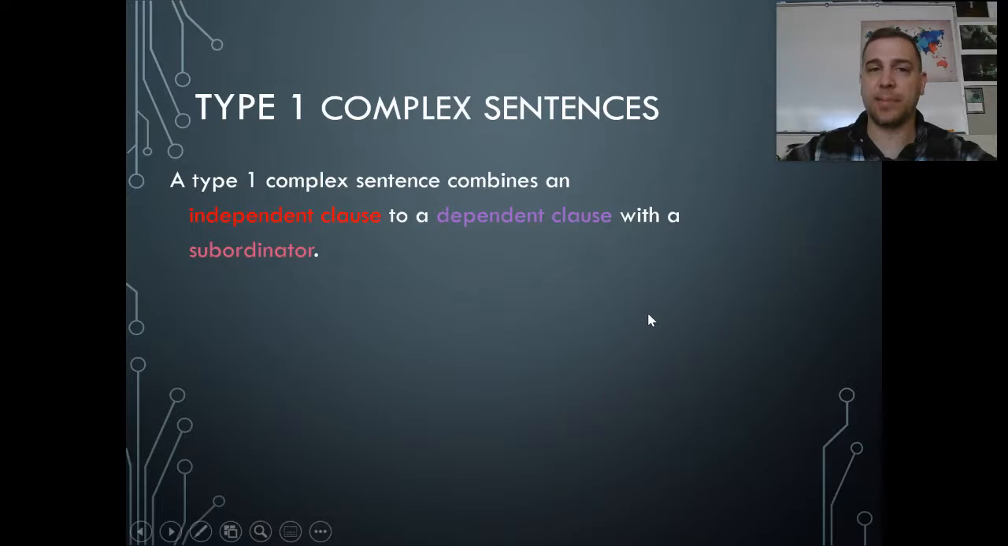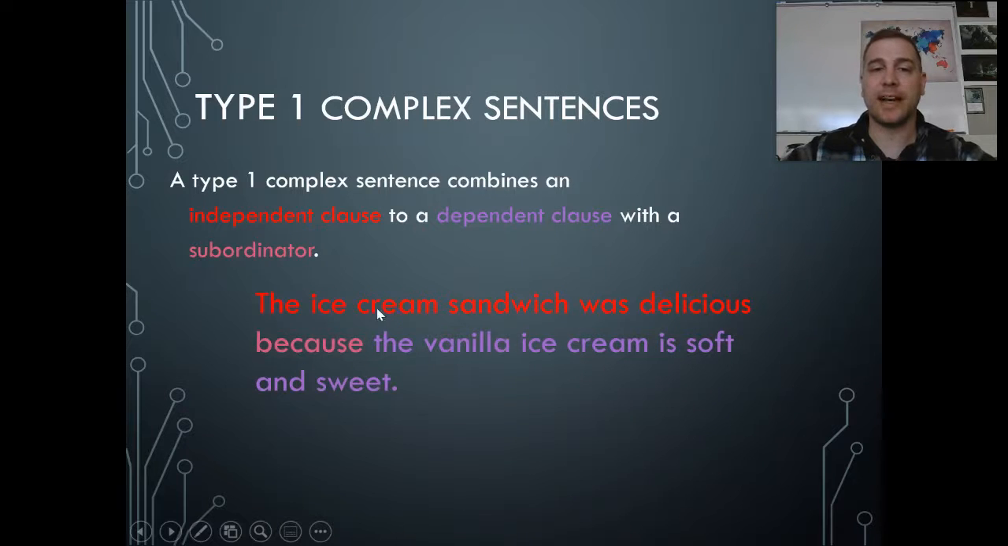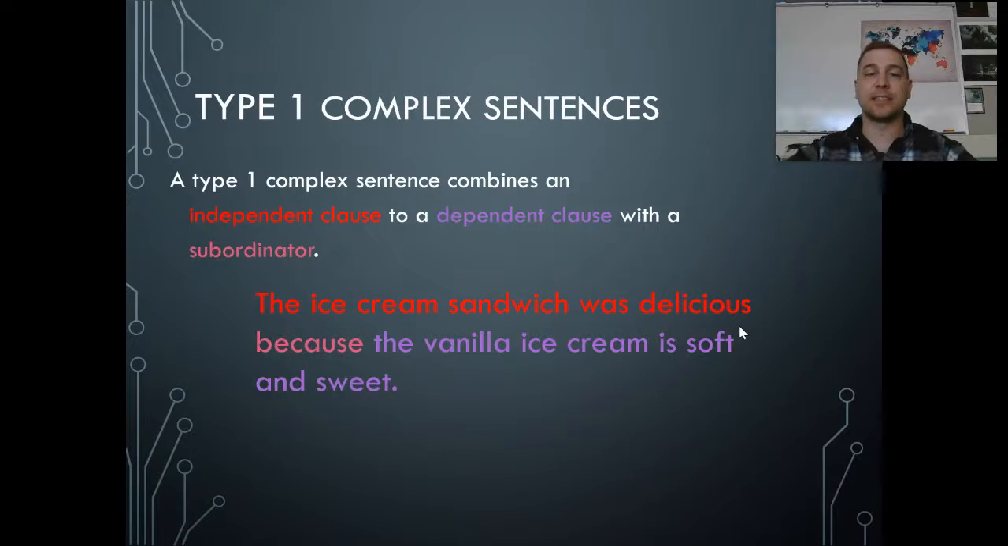And so this is the first type of complex sentence. A type 1 complex sentence combines an independent clause to a dependent clause with a subordinator. And a subordinator is one of those words that makes a sentence a dependent clause. So a type 1 complex sentence has an independent clause and a dependent clause. So, the ice cream sandwich was delicious because the vanilla ice cream was soft and sweet. So here we have the independent clause. The ice cream sandwich was delicious. That sentence would work on its own. You could make a sentence that just says the ice cream sandwich was delicious and people would get it.